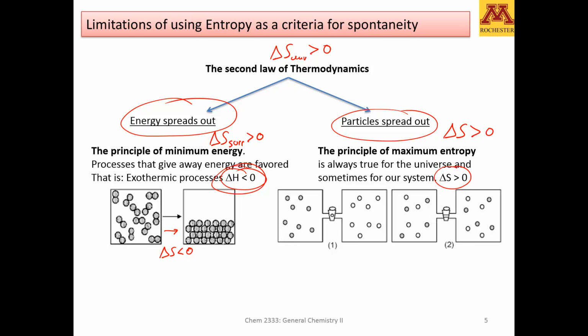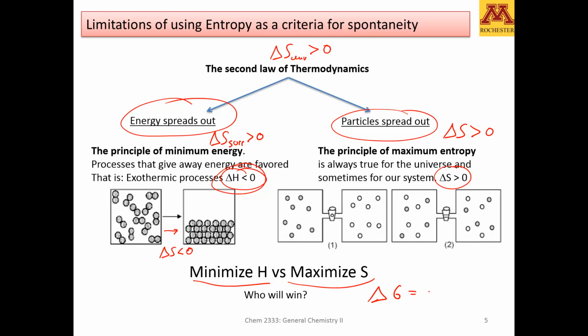These two principles, the principle of minimum energy, in which case a system tends to kick out heat or energy, or the principle of maximum entropy, can be understood in one single property: minimizing the enthalpy or maximizing the entropy. And that's what the Gibbs free energy will give you.